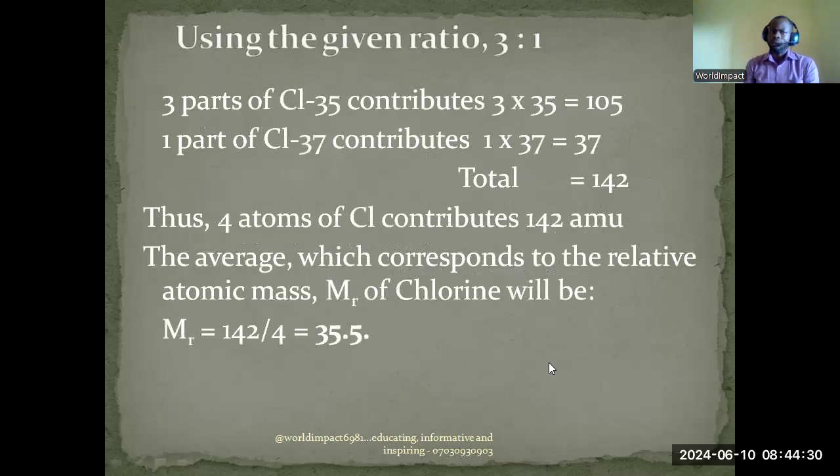All right, continue with the question. If it is the ratio that we want to make use of, instead of the percentage abundance, it means 3 parts of chlorine-35 contribute 3 times 35, which equals 105, and 1 part of chlorine-37 contributes 1 times 37, which equals 37, a total of 142. The denominator, according to our expression, is R1 plus R2, which is 3 plus 1 equals 4. So we have the same answer, 35.5.